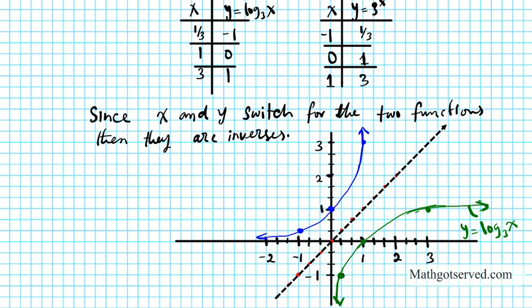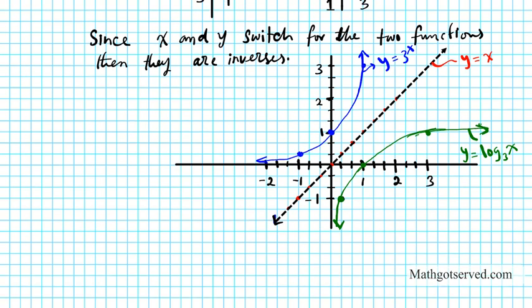Now let's label it. This is the line y equals x. And this is the line y equals 3 to the x. Now what do you notice? You notice that this line is a mirror image of this line along the line y equals x. And what does that mean? That means this is the inverse of that from a graphical perspective. Okay, so the line is a reflection of another line on the line y equals x. That means that the two functions are inverses.